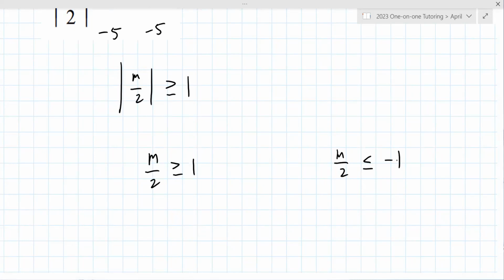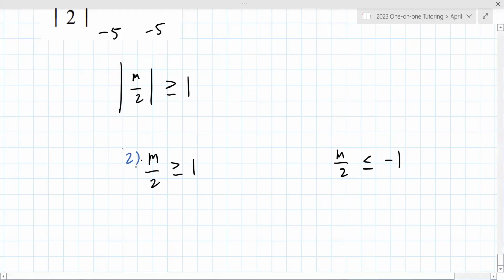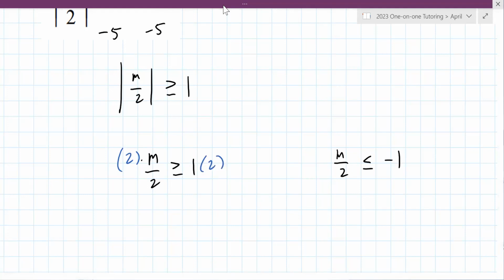The m part is what's confusing me. I don't really understand that part. It's just a variable. It's 1/2 times the variable. Okay. And now then, what are you asking to do? You want to clear it out by multiplying each side by 2. Right. Multiply by 2.